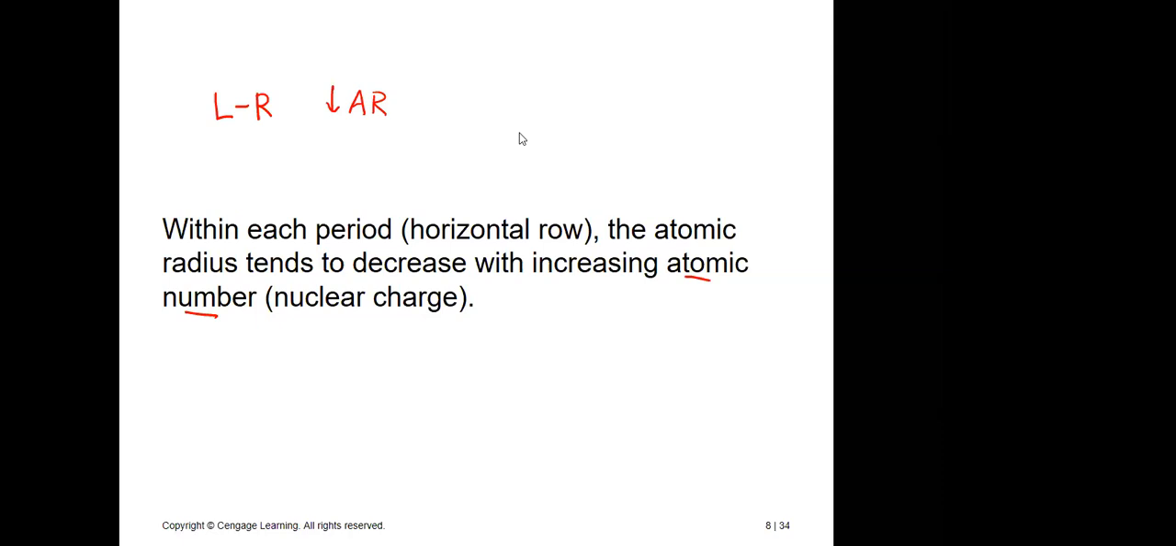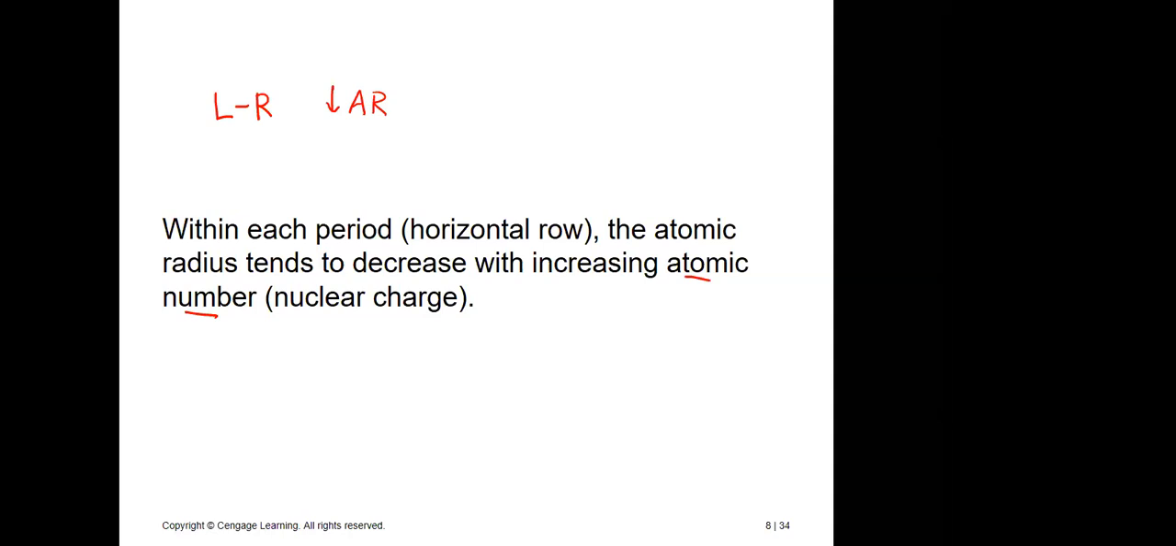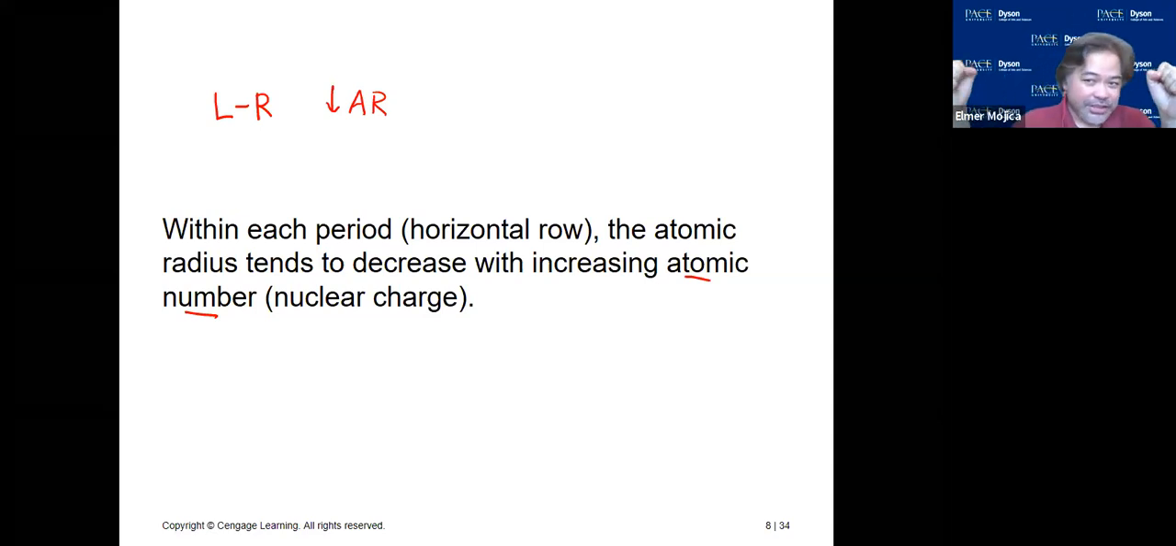Electrons. Okay? More positive, more negative. What does it mean? They attract. More attraction. And if there's more attraction, that means your atomic radius within a period decreases. Does it make sense?